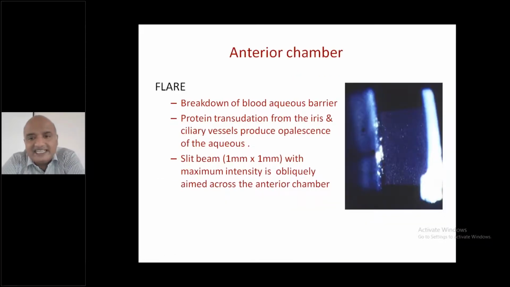So coming to the anterior chamber, what do you see in the anterior chamber? Because of the breakdown in the blood aqueous barrier, you see a lot of proteinaceous deposits in the anterior chamber. This is the slit of light thrown into the anterior chamber, a parallelepiped light. You can see protein transudation from the iris and ciliary vessels produce a coalescence of the aqueous.